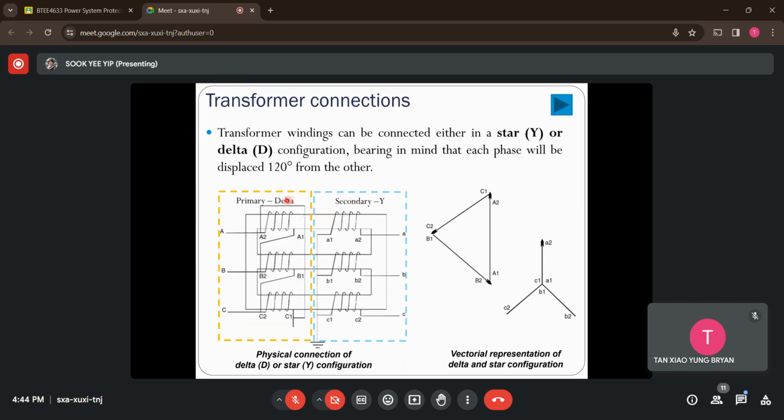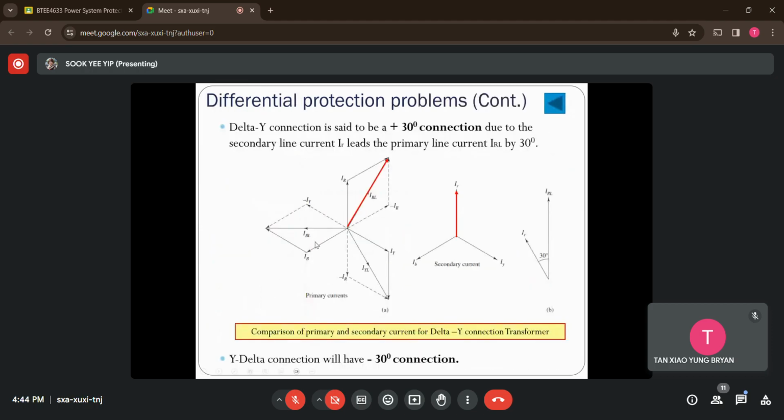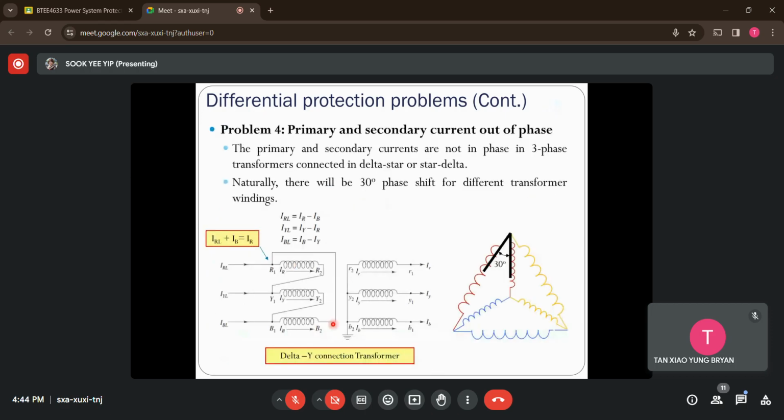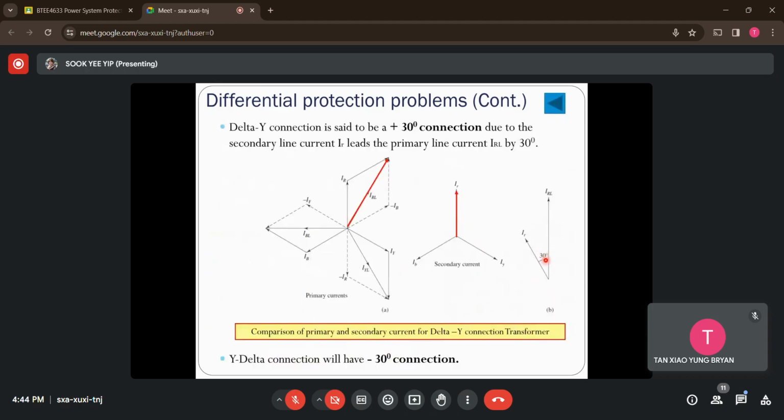But right now, because of the different connections, they become out of phase by 30 degrees like this. So if you combine them together, this is the secondary current, this is the primary current. Now you notice that if I have delta-Y connections, I will have a 30-degree phase shift between the secondary current and the primary current, talking about the same phase. So whenever we have a delta-Y connection for the transformer, I have a positive 30-degree connection, because right now the secondary current is leading the primary current by 30 degrees.